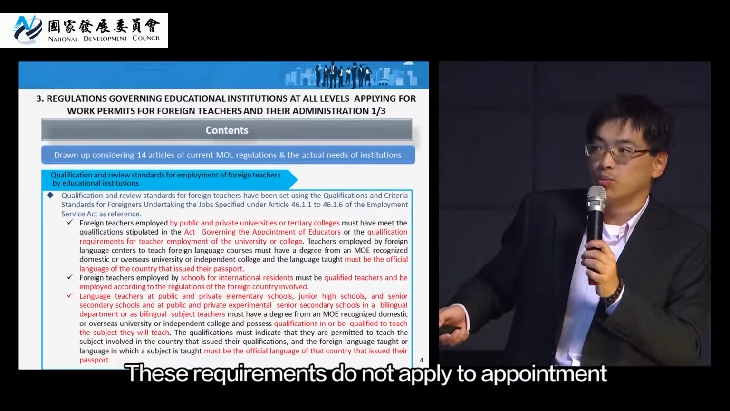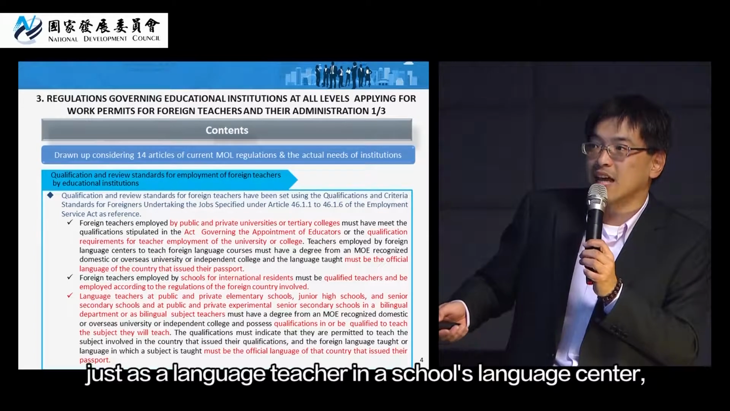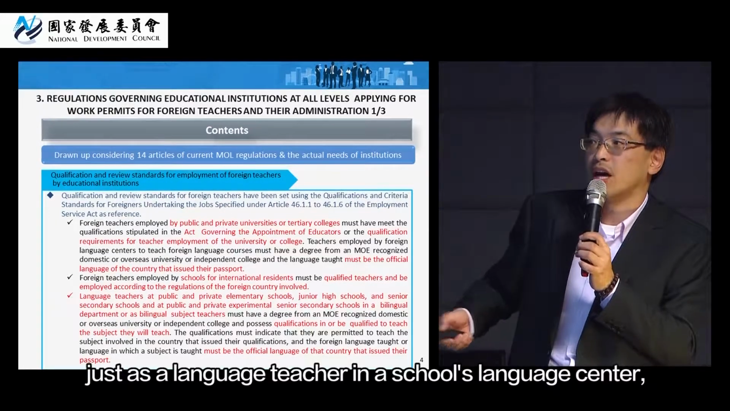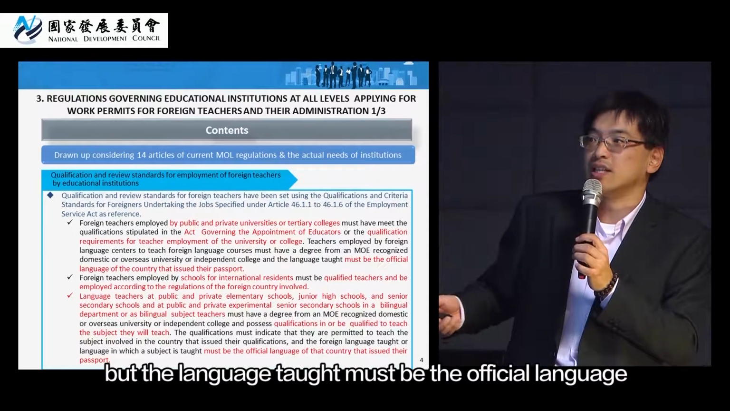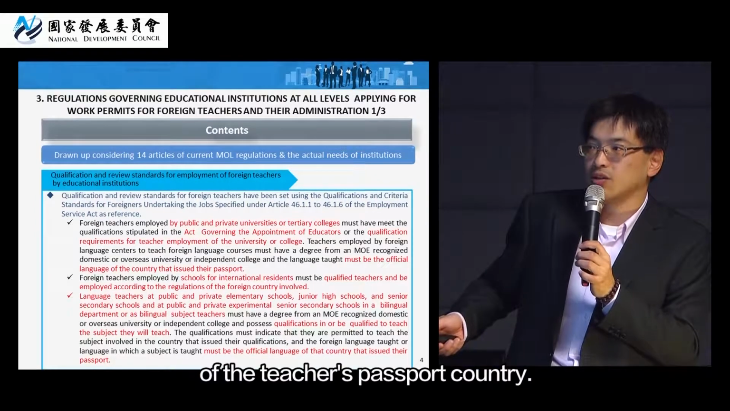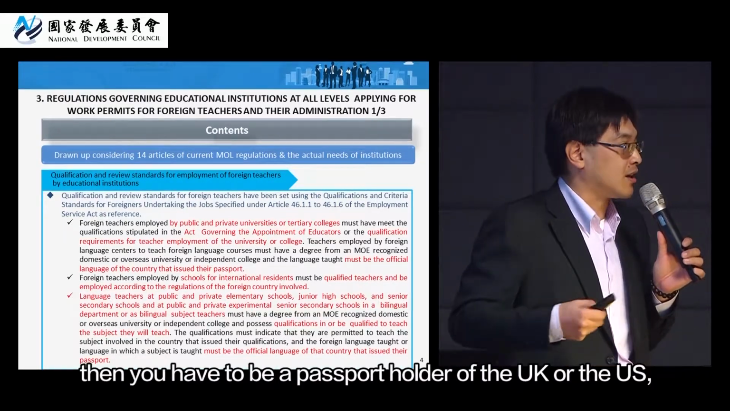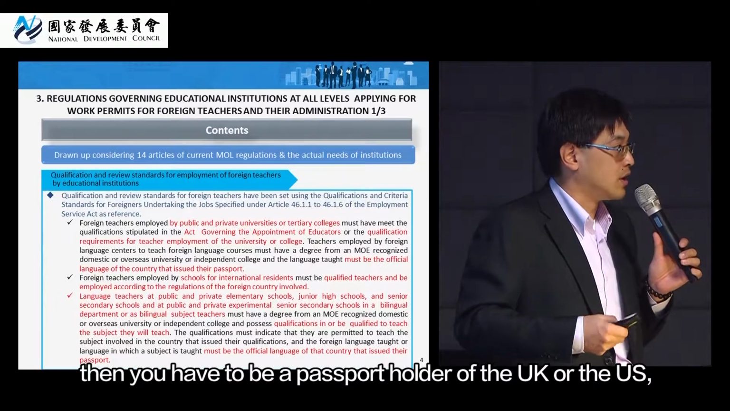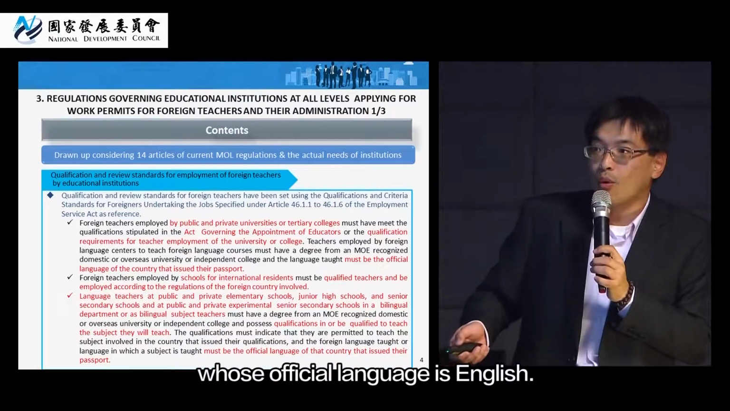These requirements do not apply to appointment just as a language teacher in a school's language center. But the language taught must be the official language of the teacher's passport country. For example, if you're going to teach English, then you have to be a passport holder of the UK or the US, whose official language is English.